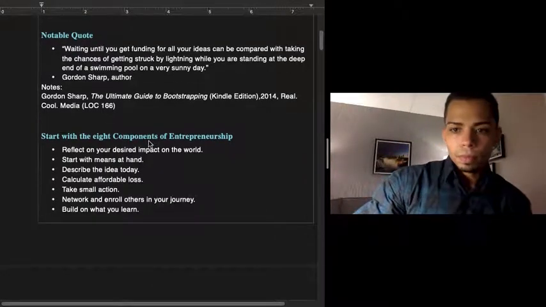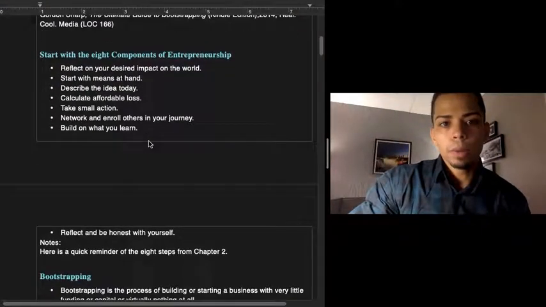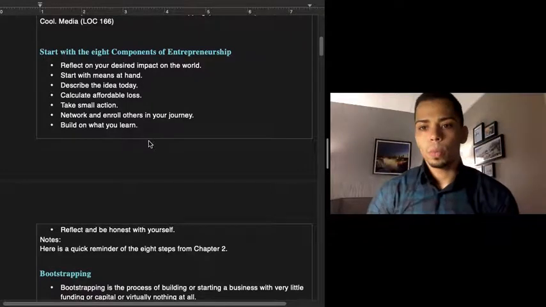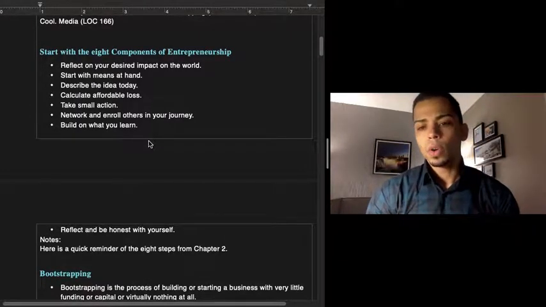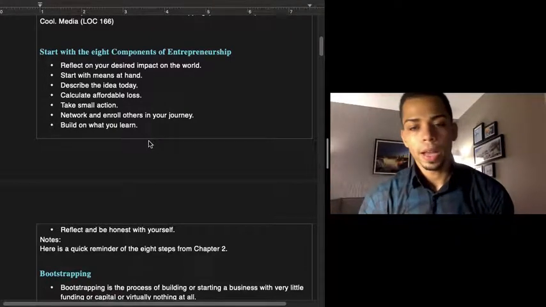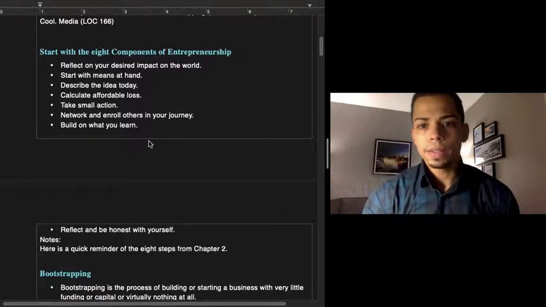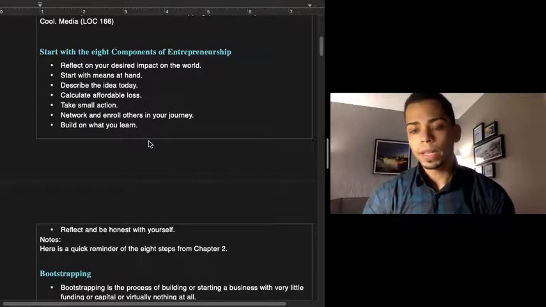So we're going to start with the 8 components of entrepreneurship. We're going to go back and reflect on our desired impact. So when we started off the semester, I asked you guys to reflect on what it is that drives you. We're going to start with the means on hand.